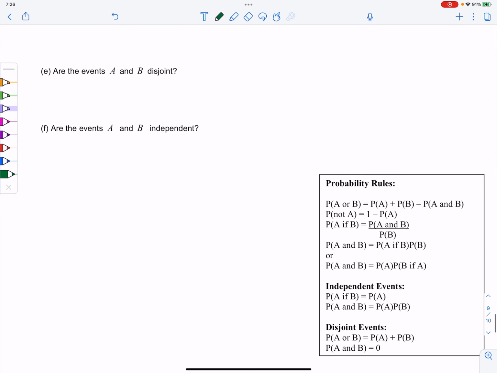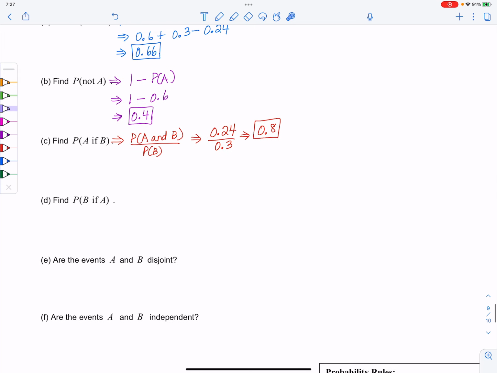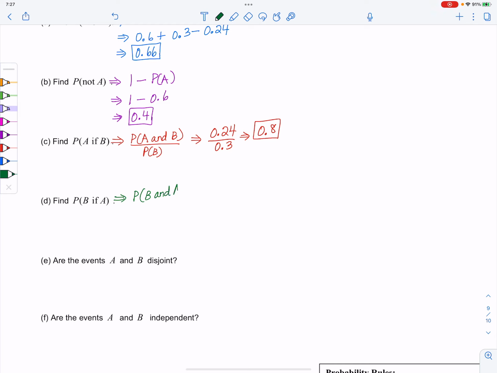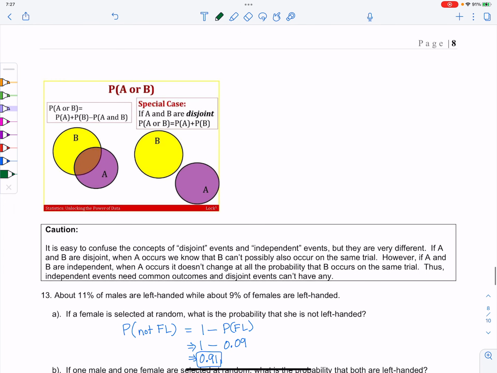Now the probability of B given A. It's the same thing, but notice the given is going to be switched. So this will be the probability of B and A divided by the probability of A. Well, the probability of B and A is the same as the probability of A and B. And again, think about your picture here. The probability of B and A is this area, and that's the same as the probability of A and B. It's that same area.